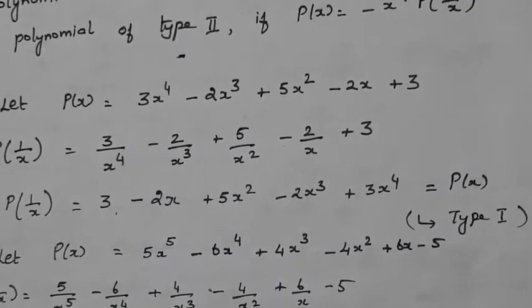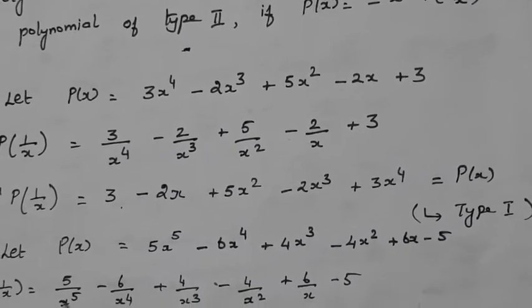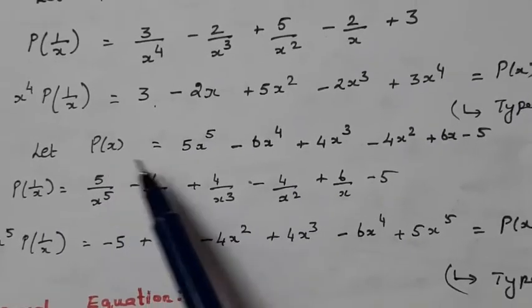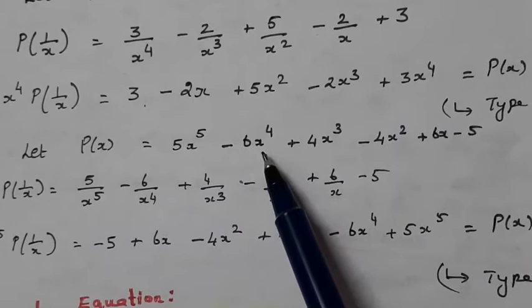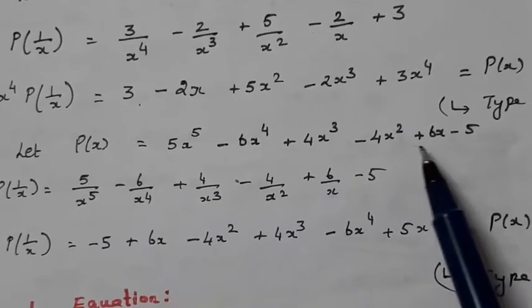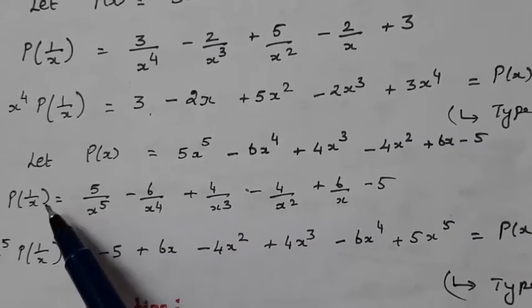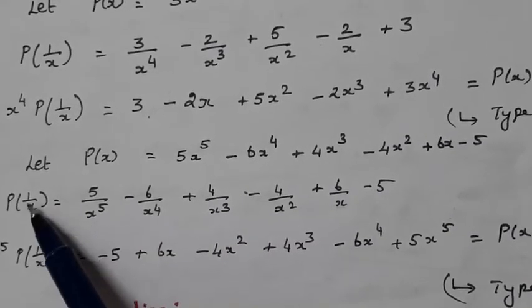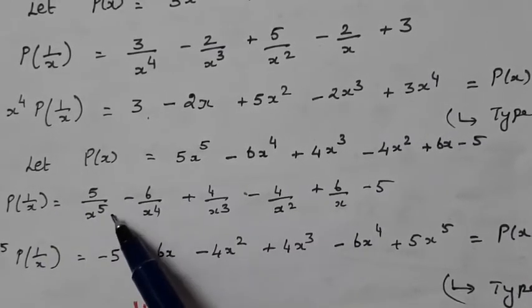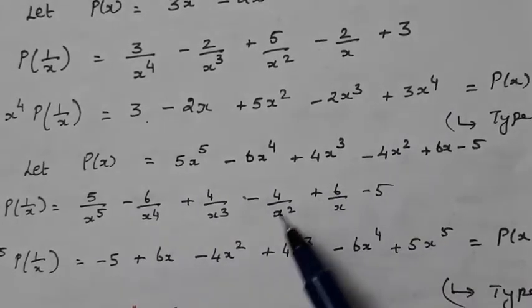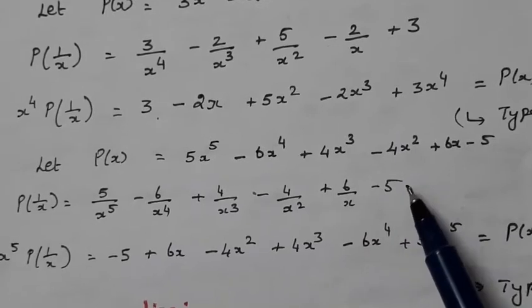Now, let us see the second example. Let us take the polynomial p of x to be 5x power 5 minus 6x power 4 plus 4x cube minus 4x squared plus 6x minus 5. Let us replace x by 1 by x. What would be p of 1 by x? This will be 5 by x power 5 minus 6 by x power 4 plus 4 by x cube minus 4 by x squared plus 6 by x and minus 5.